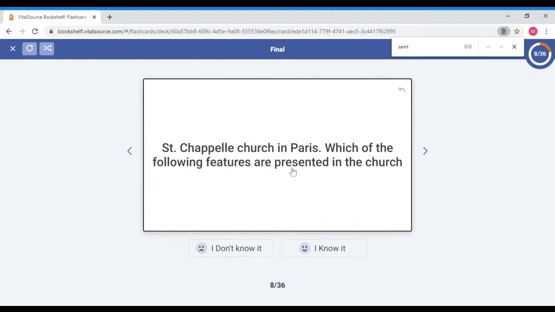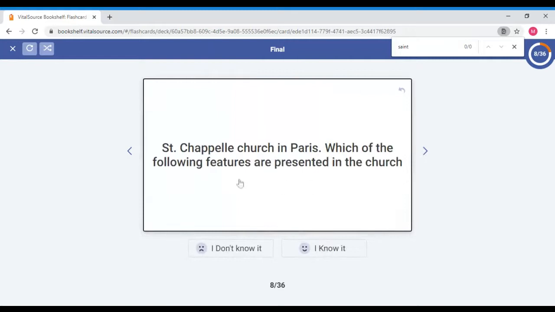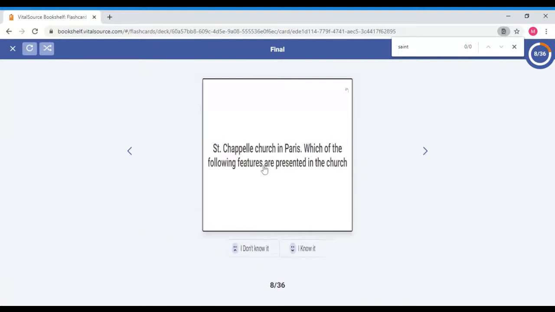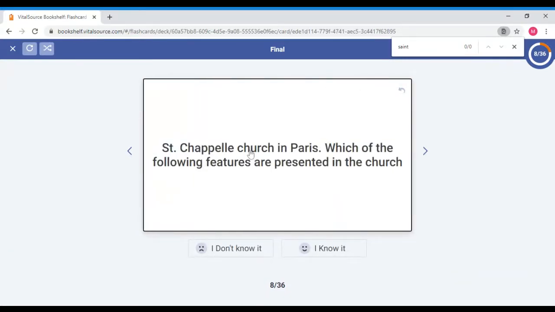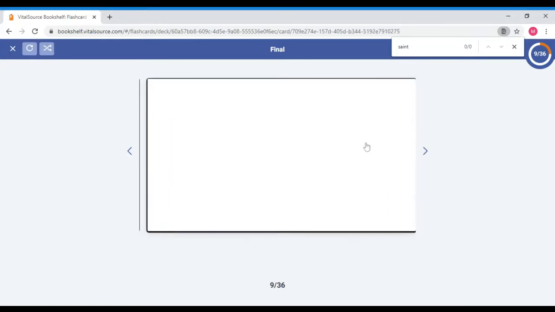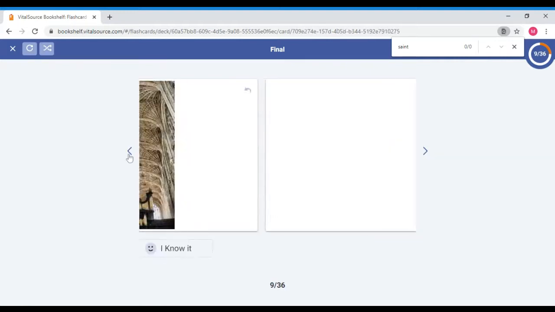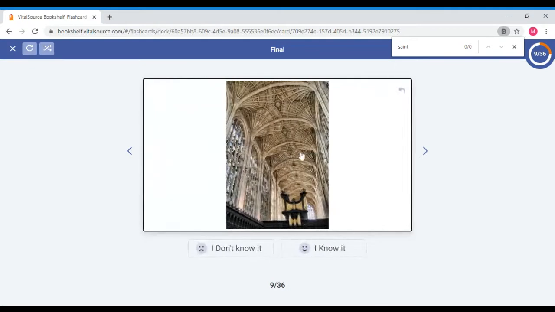Saint Chapelle in Paris: which of the following features are presented in the church? It's going to mention some things about Saint Chapelle. I won't tell you what the features are, but just be mindful of what's going on inside Saint Chapelle. I think I skipped one. So what is this? What kind of vault?